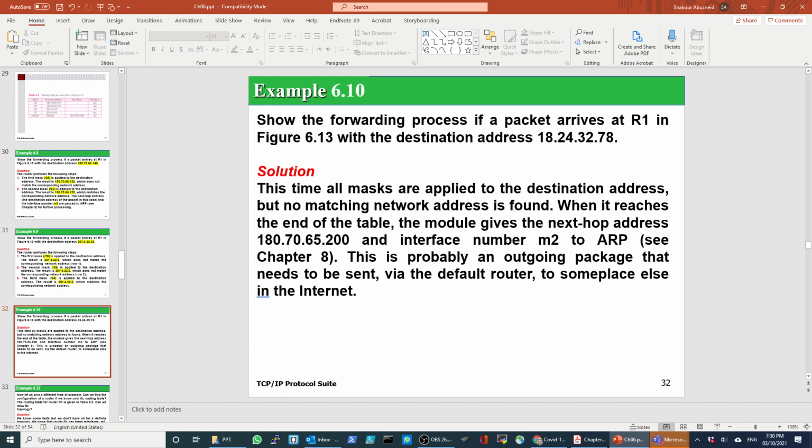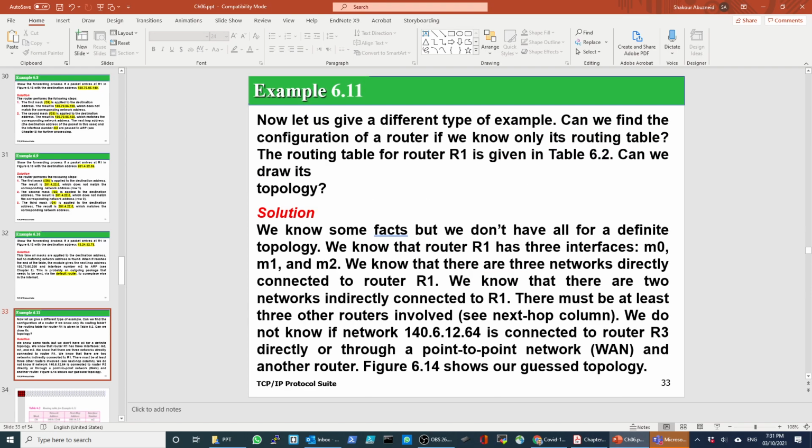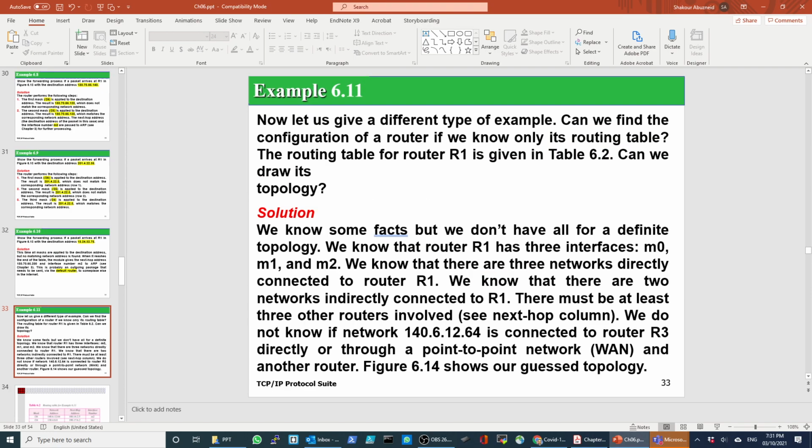Then another example in here, you're receiving this. Okay, so what you do this time, the masks are applied to the destination address, but no match network address found. Absolutely, there is no one matching. So what do you do in this case? You send it through the default router. All right? Very, very simple. So let's take a look at this example.